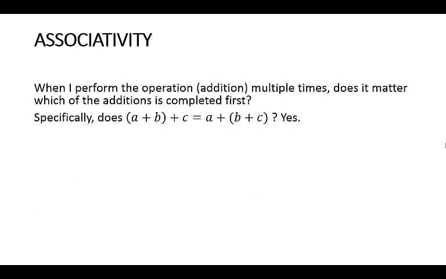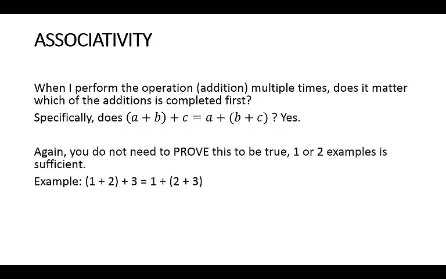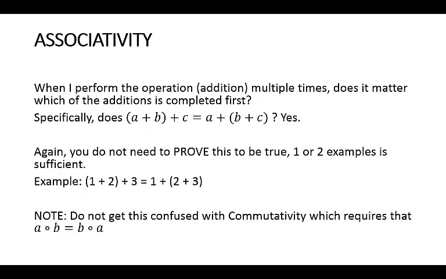Associativity. The question is, when I perform the operation, addition, multiple times, does it matter which of the additions is completed first? Specifically, does (A plus B) plus C equal A plus (B plus C)? And the answer to that question is yes. Again, you don't need to prove it, but 1 or 2 examples is sufficient. So (1 plus 2) plus 3 is equal to 1 plus (2 plus 3). At this point, it's important to note, do not get this confused with commutativity, which requires that A operation B equals B operation A. That's a different requirement, a different property. We'll have a little bit of a look at that later.